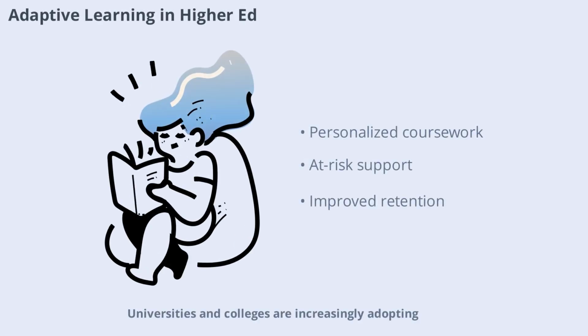Universities and colleges are increasingly adopting adaptive learning to enhance student outcomes. These platforms help identify at-risk students, personalize coursework, and support diverse learning needs. In large lecture courses, adaptive systems can provide individualized attention that would otherwise be impossible. As a result, higher education institutions are seeing improved retention rates and more successful graduates.